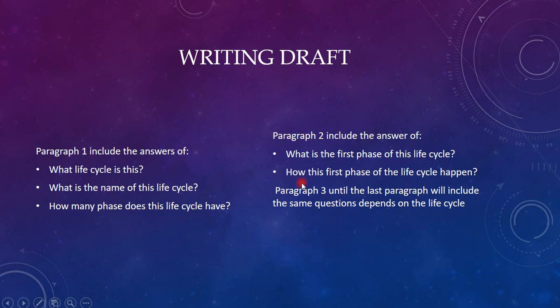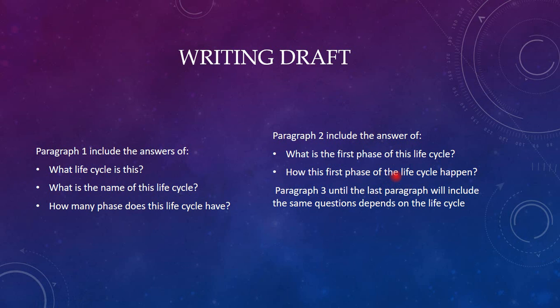And in paragraph 3, until the rest of your paragraphs, it just includes what is the phase of this life cycle and how the phase of the life cycle happens. Does it continue until paragraph 3, 4, 5? It depends on your life cycle itself again, okay? So that's about the writing draft that you have to look into.